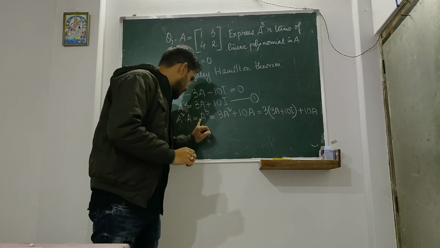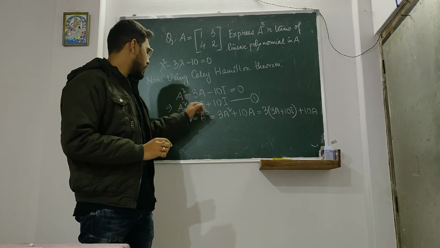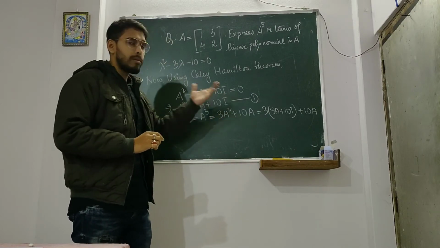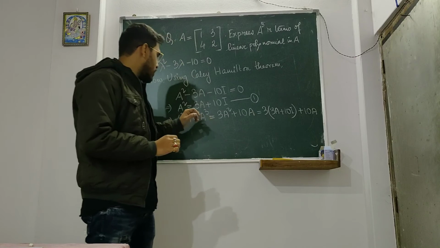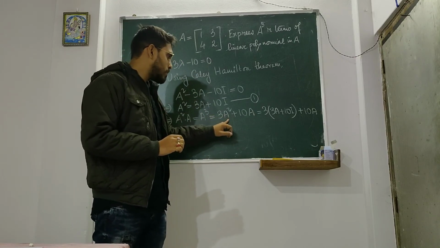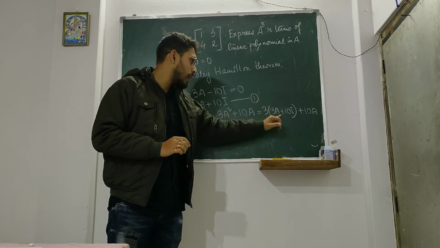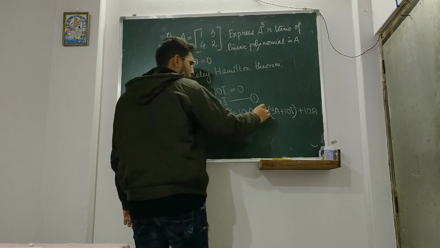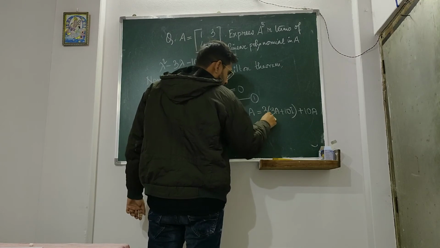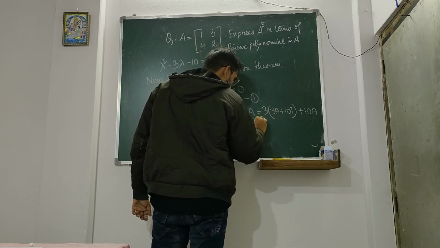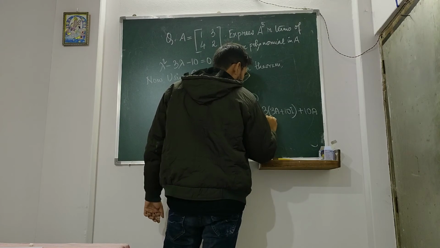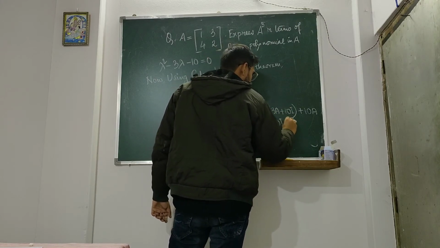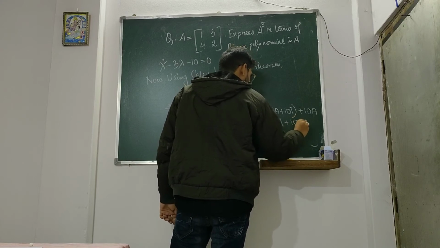So first we will start with a square in terms of a, then we will go to a cube in terms of a, then we will go to a4 in terms of a, then we will go to a5 in terms of a. So a cube in terms of a square we have this particular value, and now in terms of a we are going to receive the value. So if we follow this system, it's 3 into 3, 9a, plus 3 into 10, which is 30I, plus 10a.